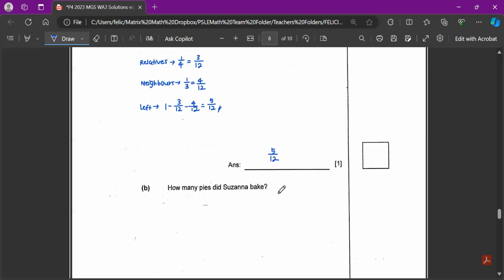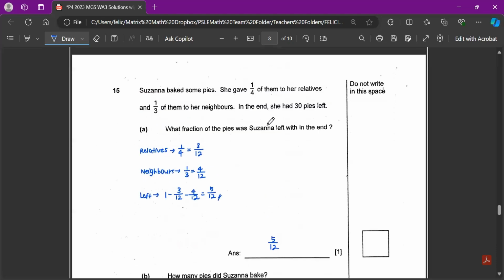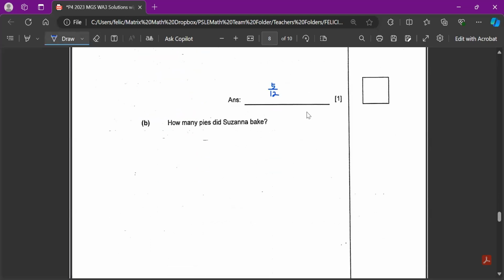Now for B, how many pies did she bake? If you refer back to the question, you notice we have not used the 30. So this 30 is the leftover in the end. Remember part A, our answer there is also the fraction left in the end, which also means this 5/12 is actually your 30 pies. So we can safely say 5/12 is our 30 pies. Now take note, do not use an equal sign for this. Please use an arrow, because if you use equal, you're saying 5/12 equals 30. Numerically it's not right. So you should use an arrow to mean represent. 5 units out of 12 units represents 30 pies.